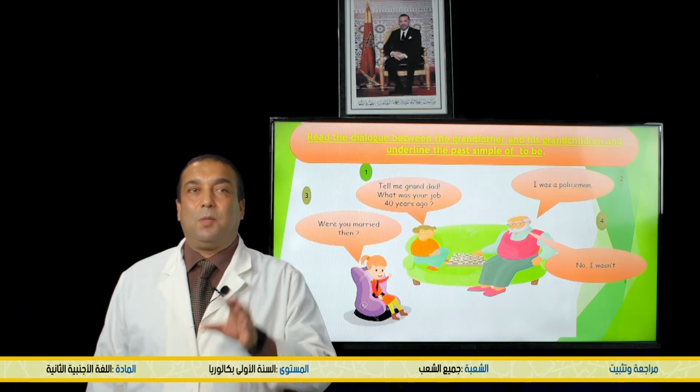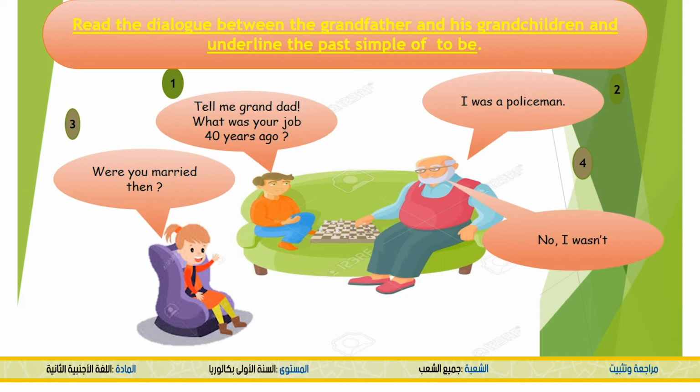The simple past of to be. Now, since this is a review, we're going to look at this picture in which there is a grandfather with his grandchildren. They're talking about the past. What I would like you to do, I'd like you to read this dialogue and try to underline the past forms of to be. Have a look. Done? Okay, let's do the first one.